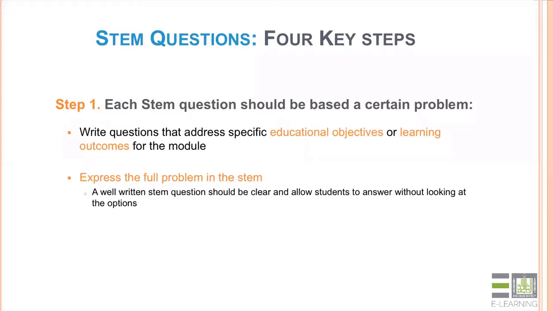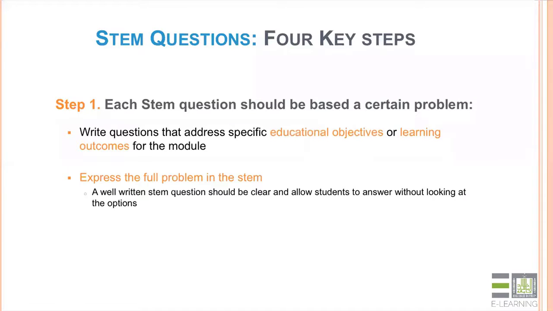The next element which falls under this principle is to ensure that we express the full problem within the STEM question, so that there can't be any room for uncertainty from our students' point of view with regards to what the question is being asked of them. So if we make sure that the STEM question is written fully, clearly, the students are clear with regards to what they need to do, how they need to answer the question.